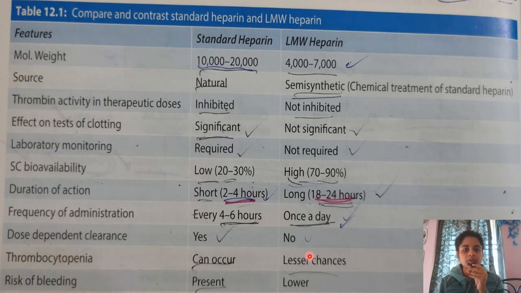Thrombocytopenia can occur with heparin, whereas in LMWH there are lesser chances because it does not bind to platelets and cause thrombocytopenia. Then risk of bleeding: in standard heparin the risk of bleeding is more, because it inhibits thrombin, whereas in LMWH it is lower because it selectively inhibits only factor 10. So the risk of bleeding is less as compared to that of heparin.